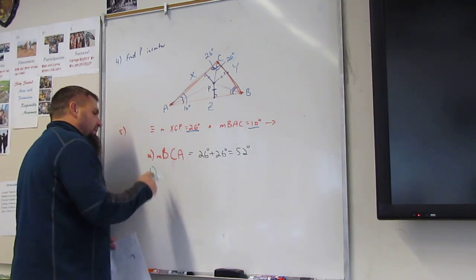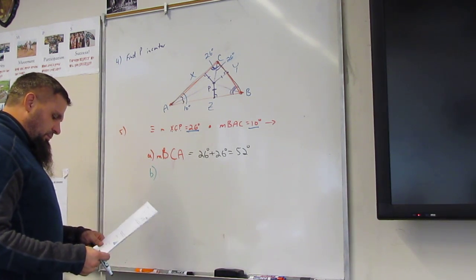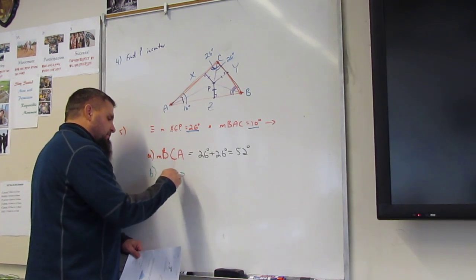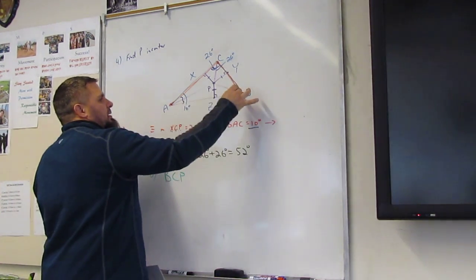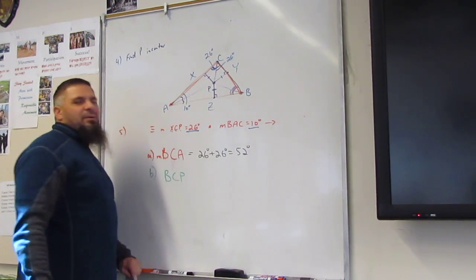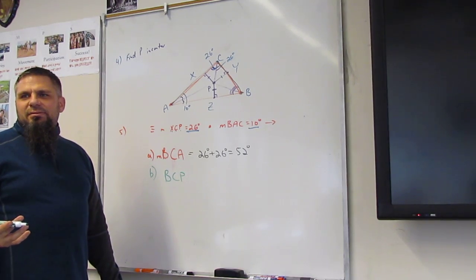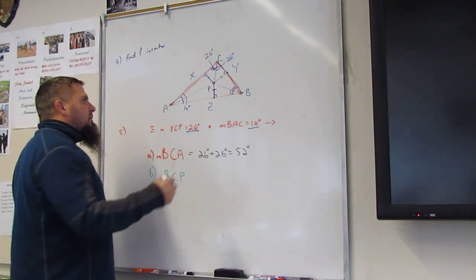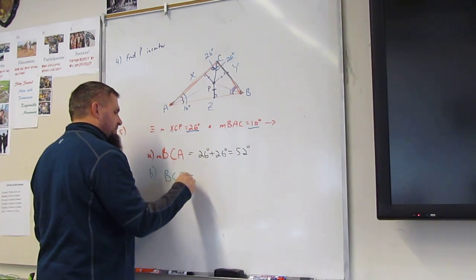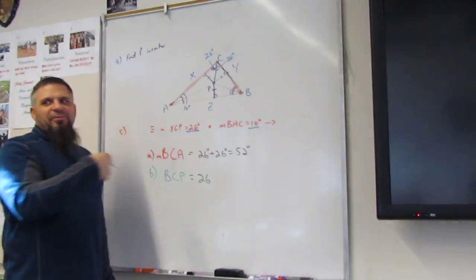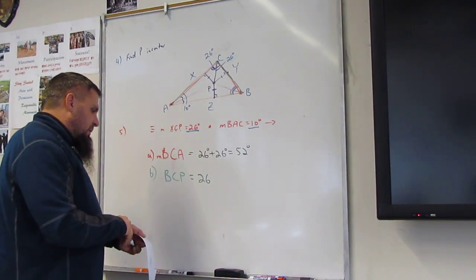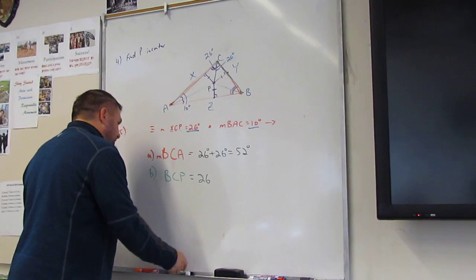So then B. They want to find BCP. BCP, well, we just found that, right? 26, right? So this is just 26. That was easy. We had to know that before we could even do A. Okay? And then they want us to figure out C.